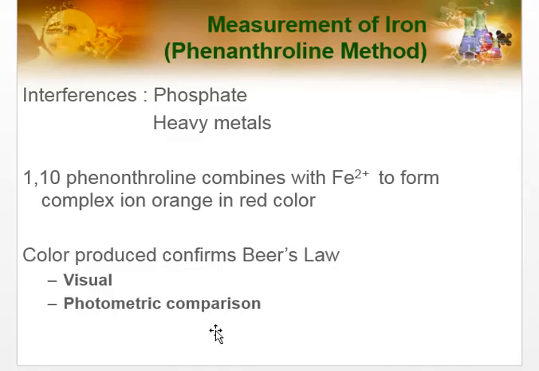About measurement, how we can measure iron. Interferences: phosphate, heavy metals. Interferences, phosphate, heavy metals. 1,10-phenanthroline combines with iron 2+ to form a complex, orange-red in color. The color produced confirms Beer's law, like in the case of manganese, visual photometric comparison.